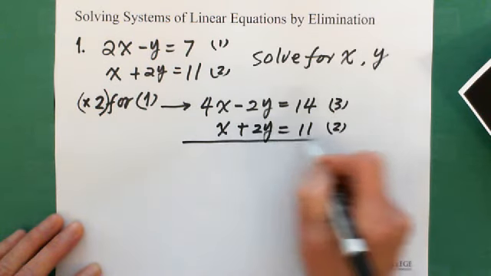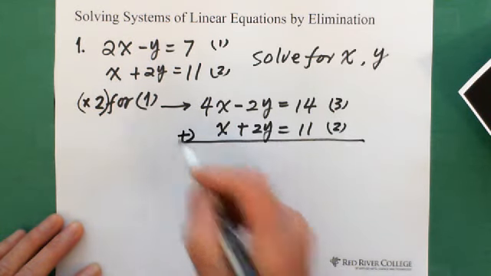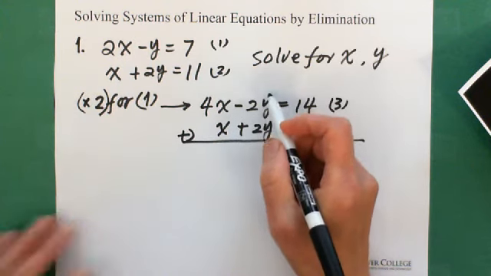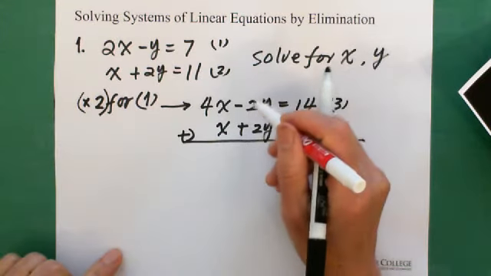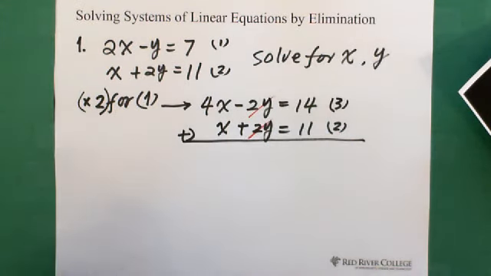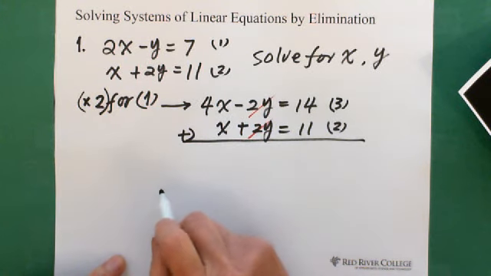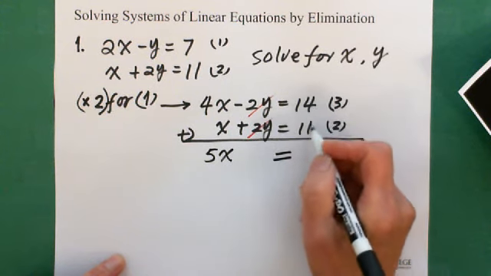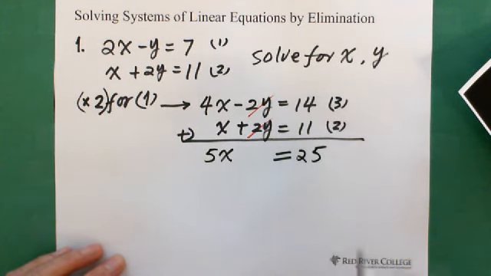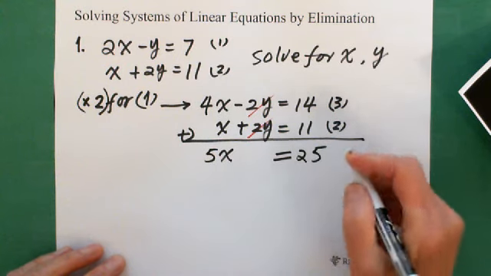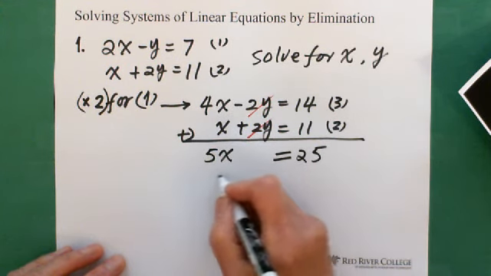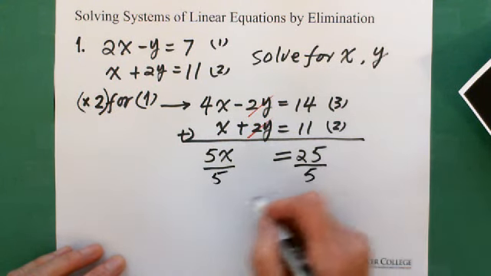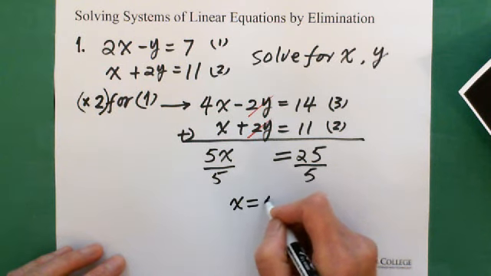Then we can add these two equations, both sides. The negative 2y and the positive 2y cancel out each other. So 4x plus x is 5x, and together the right side is 25. That's why we can solve this. Divide by 5 on each side, so you get x equals 5.